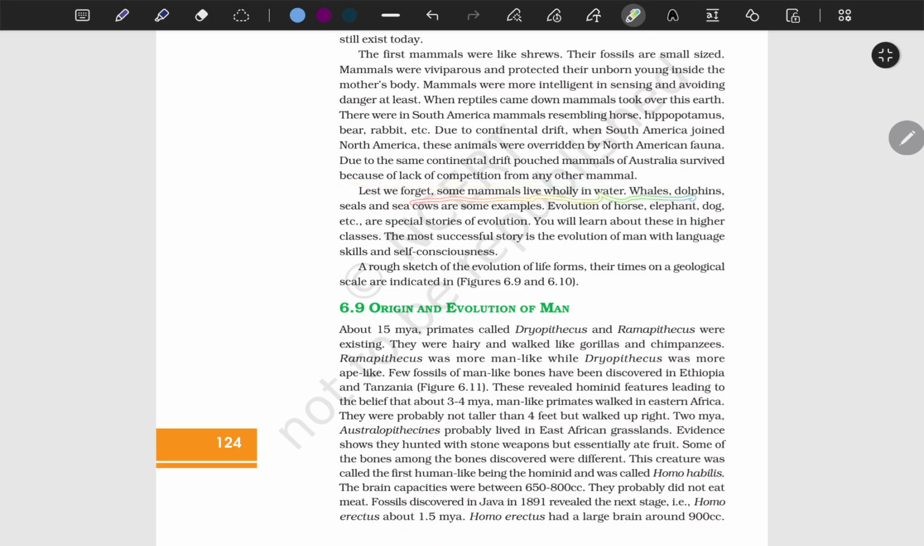Whales, dolphins, etc. are special stories of evolution. You will learn about these in the higher classes. The most accessible story is the evolution of man with language skills and self-consciousness. A rough sketch of the evolution of life from their times on the geological scale is indicated.